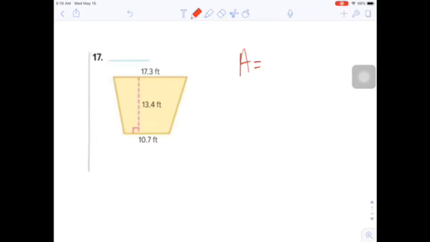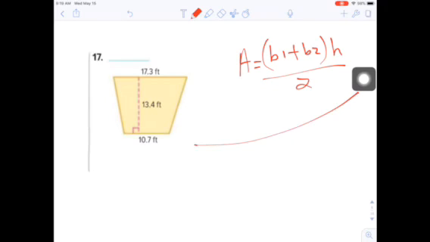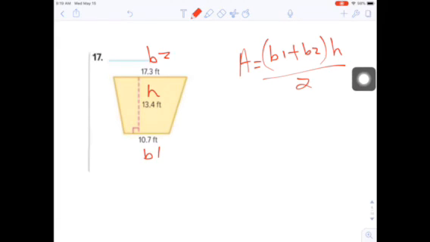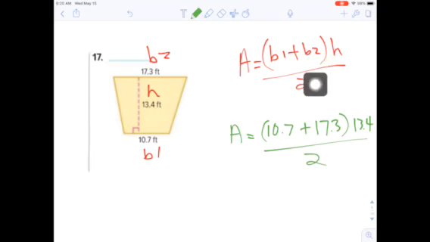So again, you're gonna start with your trapezoid formula to find the area. And you know this is the trapezoid formula because this is the only shape with base 1 and base 2. If you look over at the shape, the base 1 and base 2 are here, and it doesn't matter which one you call base 1, but those are your two bases. And then the 13.4 is your height. So your second step is going to be to just replace in your formula with the numbers. And again, this is all divided by 2.